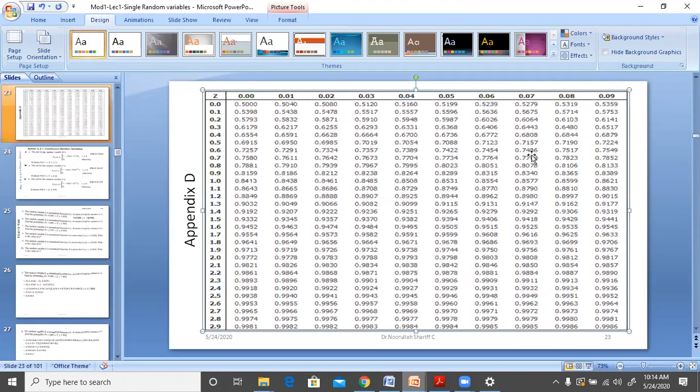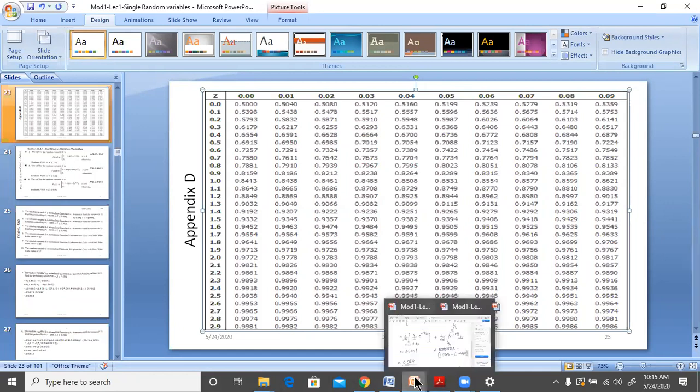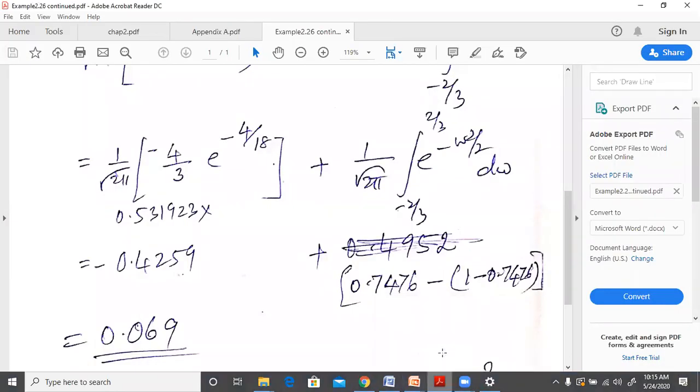86 minus 54 multiplied by 2 by 3, because that is 0.66, that will give us the value somewhere around 22. So that 22 value has to be added to this 54 to get the value 0.7457476. So that is the one limit we have. The other limit is 0.7476 for the positive 2 by 3. And for minus 2 by 3, it will be 1 minus 0.7476. So this will be approximately 0.4952.